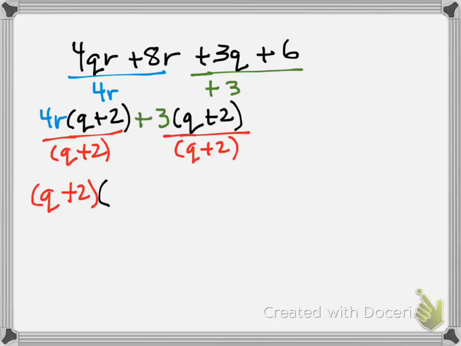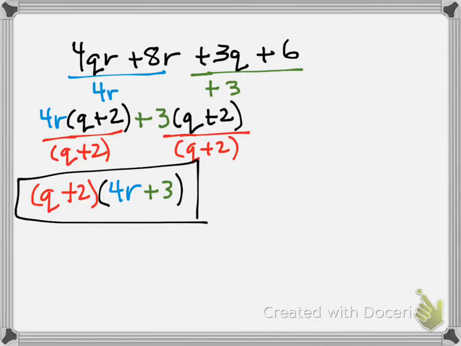Well, what's 4R times Q plus 2 divided by Q plus 2? 4R. What's 3 times Q plus 2 divided by Q plus 2? 3, but it's not just 3, it's positive 3. And ladies and gentlemen, you have just factored a 4-term polynomial. That's what factoring by grouping is, okay?